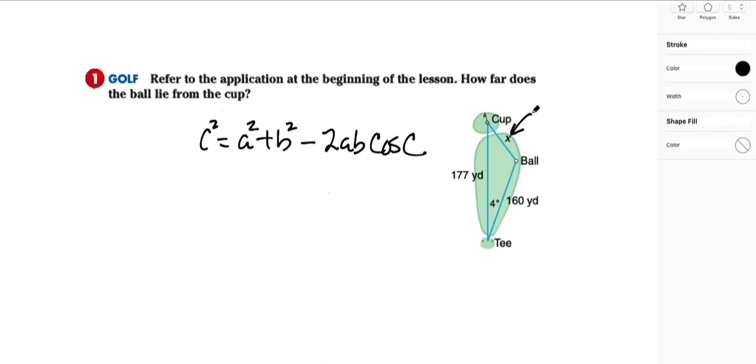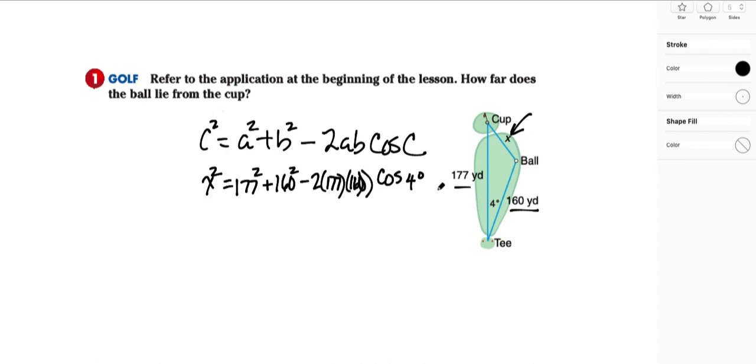So how does this work out in our situation? The fact that we're trying to find this side and we've got the angle across from it is why I'm going to situate x squared here and the cosine of 4 degrees over here. And now I'm going to fill out the rest with the other given sides. So that's going to be equal to 177 squared plus 160 squared minus 2 times the product of 177 and 160, all of that times cosine of 4.